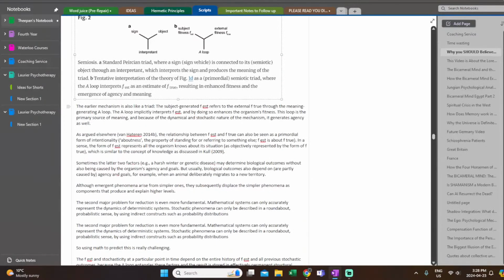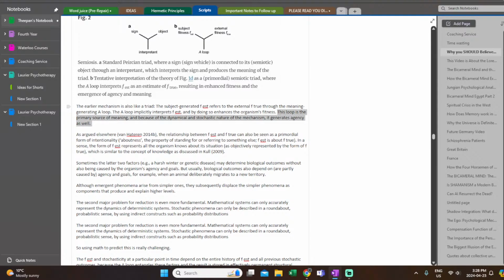The earlier mechanism is also like a triad. The subject-generated F estimate refers to the external F true through the meaning-generating A loop. The A loop implicitly interprets F estimate, and by doing so enhances the organism fitness. This loop is a primary source of meaning because of the dynamical and stochastic nature of the mechanism. It generates agency as well.